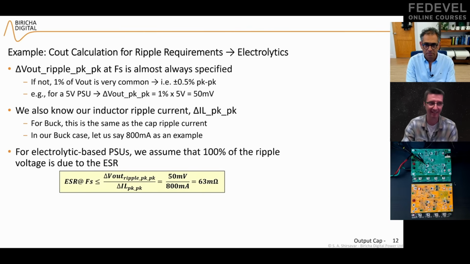So here we have the exact example why we would like to use capacitors with low ESR, because otherwise we can have very big ripple if the ESR is not low enough.